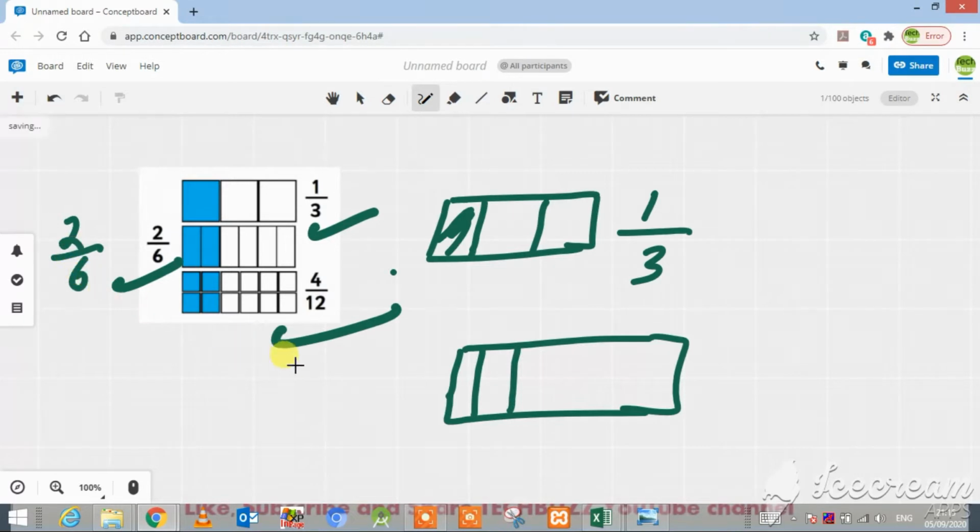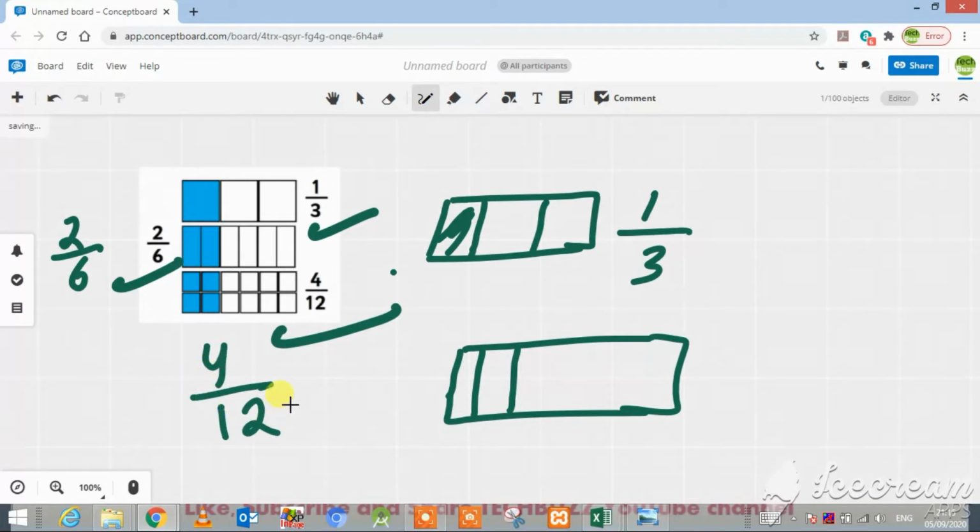And in the same way, in the third one, we have the same shape. Now what we have done, we have divided the single part into 4 parts. So the total parts are now 12 and the shaded parts are 4. So the fraction is 4 upon 12.